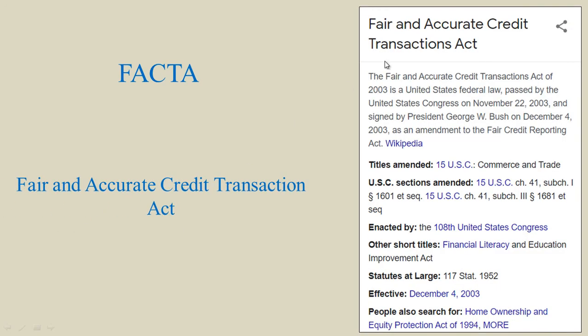FACTA, Fair and Accurate Credit Transaction Act. The Fair and Accurate Credit Transaction Act of 2003 is a United States federal law passed by the United States Congress on November 22, 2003 and signed by President George W. Bush on December 4, 2003. It is an amendment to the Fair Credit Reporting Act.